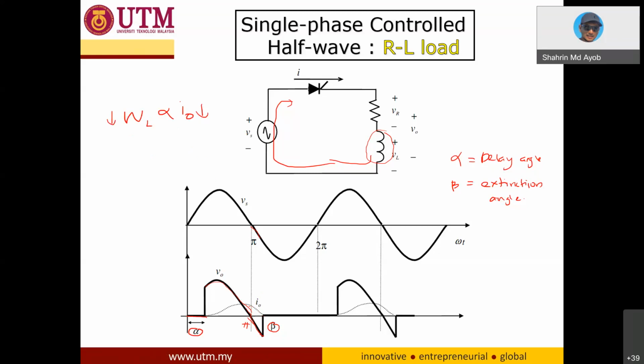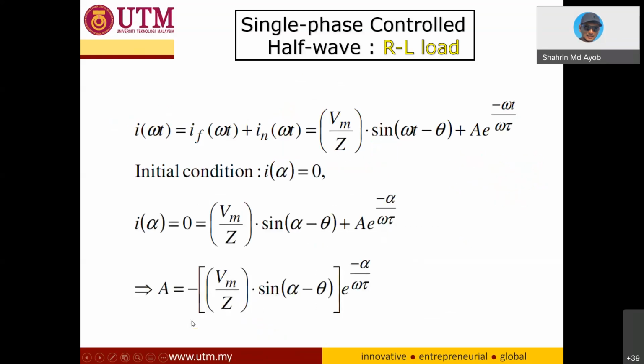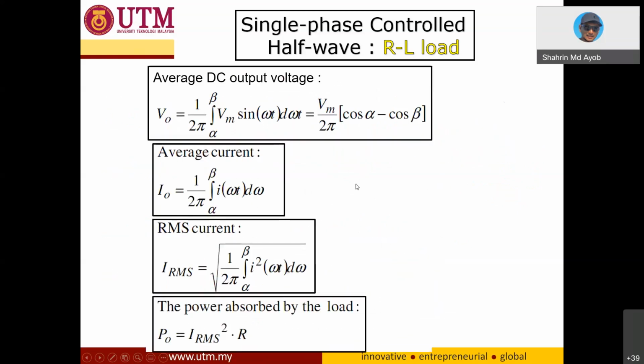So actually the principle is the same as with the diode. The only thing that is different is the firing angle. I think this one is similar. This is how you derive the output current equation, which is the same as with the diode. The only difference is that we have alpha as our delay angle here.